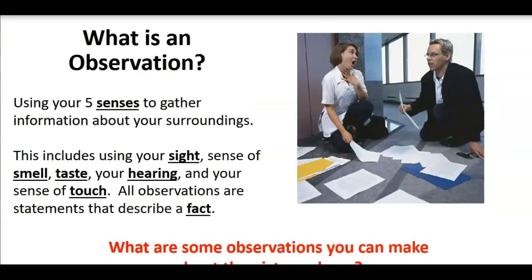What is an observation? Anytime you use any one or more of your senses to gather information around you, you are making an observation. Your 5 senses include your sight, smell, taste, hearing, and touch. All observations that you make describe a fact. So looking at that picture, what are some observations that you can make?